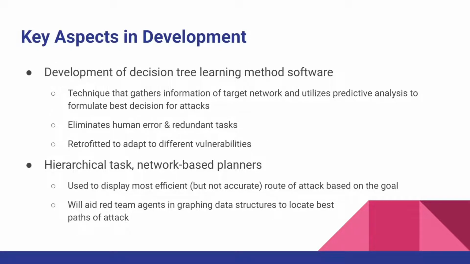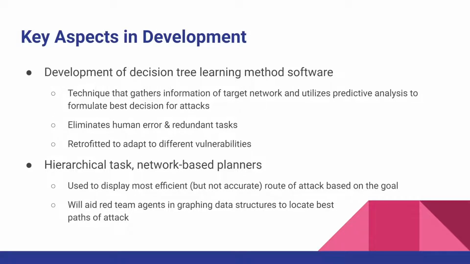So with those examples in mind, here are some key aspects in the development of these researched frameworks that were missing, which would be crucial for any kind of red team automation. So there needs to be a development of a decision tree learning method software. What this is, it's a technique that gathers information of a target network and then utilizes predictive analysis to formulate the best decision for an attack to carry out.